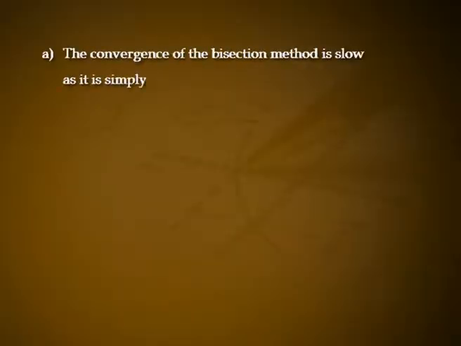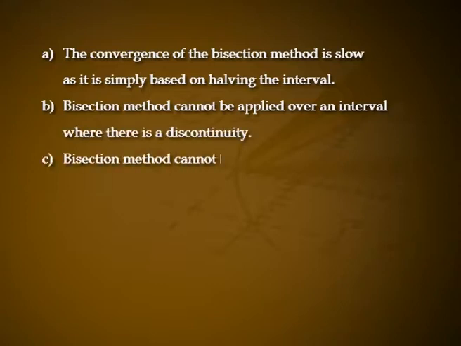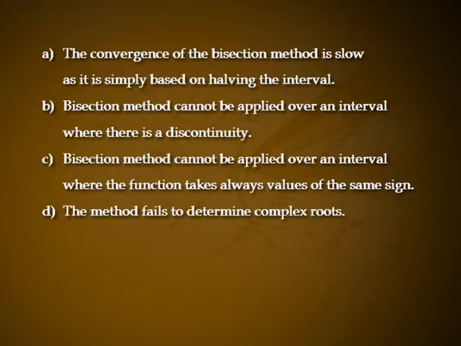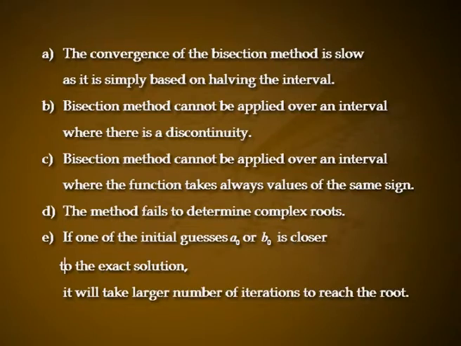Demerits of bisection method. The convergence of the bisection method is slow, as it is simply based on halving the interval. Bisection method cannot be applied over an interval where there is a discontinuity. Bisection method cannot be applied over an interval where the function always takes values of the same sign. The method fails to determine complex roots. If one of the initial guesses a0 or b0 is closer to the exact solution, it will take a larger number of iterations to reach the root.